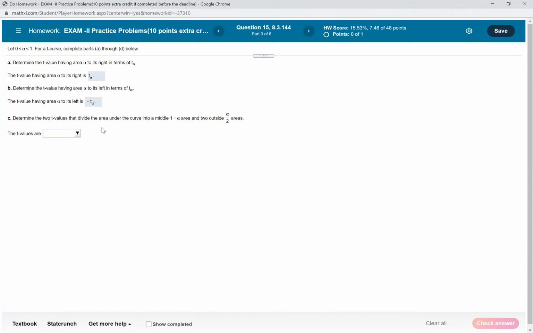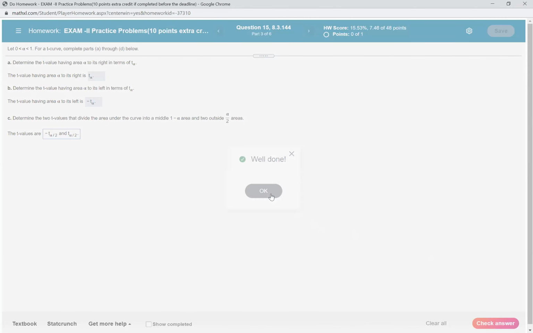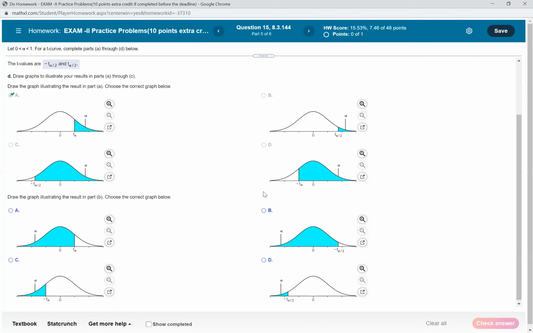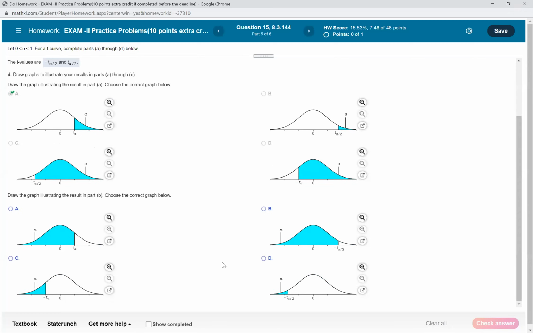So that's why it will be negative T alpha. And for a two-tailed test, it will be negative T alpha over 2 and T alpha over 2, right? For two-tailed, negative T alpha over 2 and T alpha over 2. Okay, so now we need to construct the graph. For the right tail, T alpha, and this area is alpha. So this one is the correct one. And for part B, negative T alpha and area less than negative T alpha. So the area is alpha below this number, and this is negative T alpha. So this is the correct one for the lower tail.